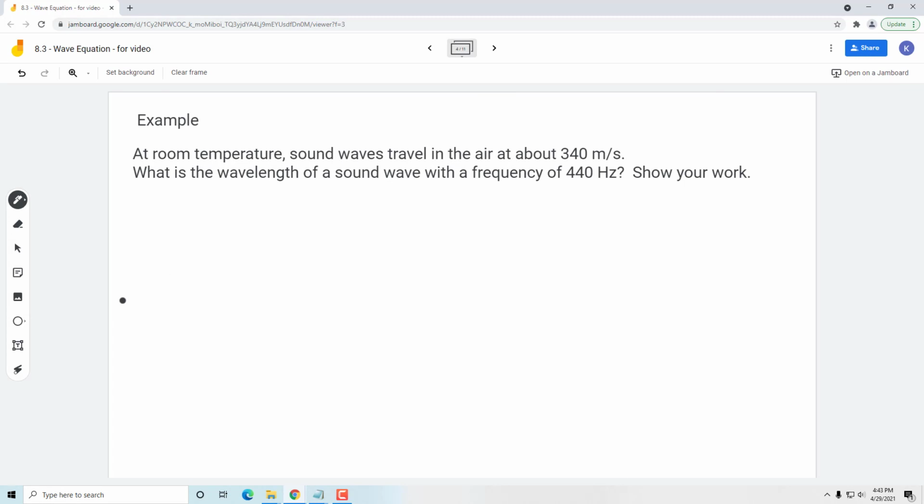So at room temperature, sound waves travel at about 340 meters per second. What's the wavelength if the frequency is 440 hertz? So frequency is 440. We want to find the wavelength. And we can write an equation like this. So velocity is 340. Frequency is 440.